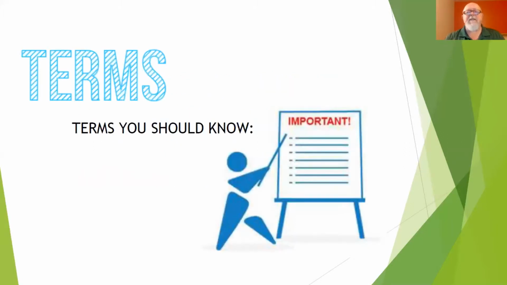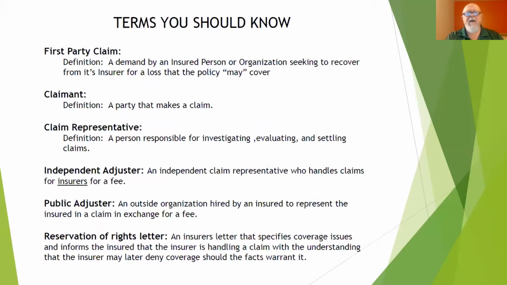So let's go over some of these additional terms that are part of the contract, part of the policy, that we don't typically review in our classes. A first-party claim is a demand. It is a demand by the policyholder or the insured to get coverage, to seek recovery, to get compensated for damage that they have sustained.